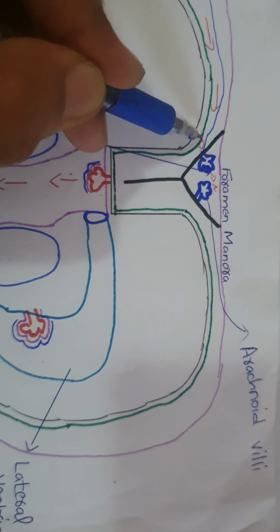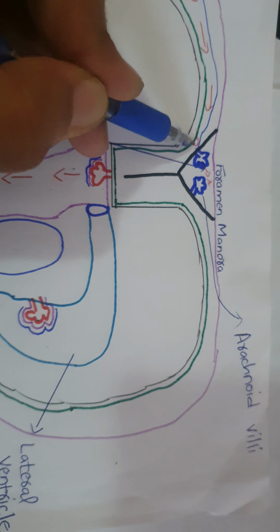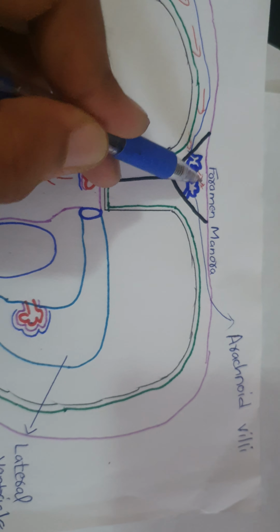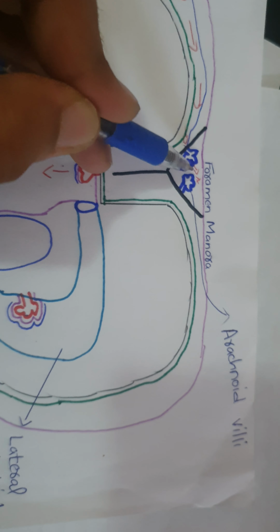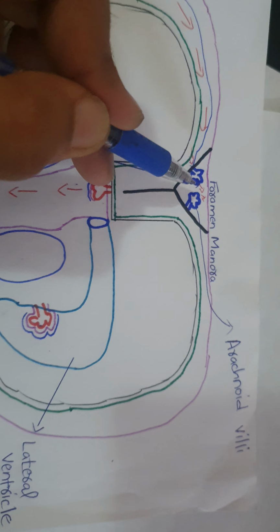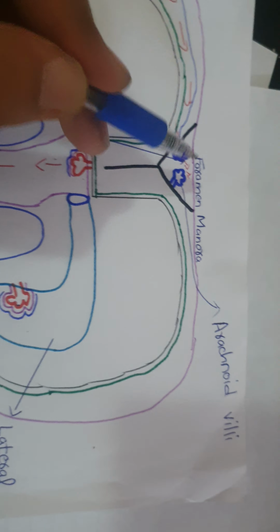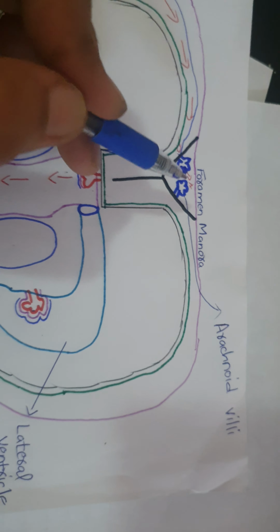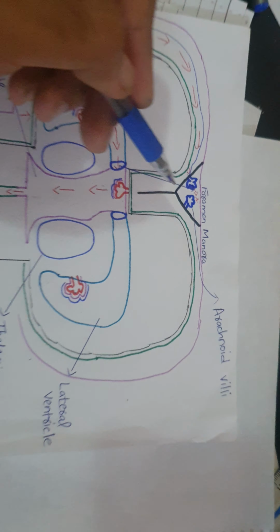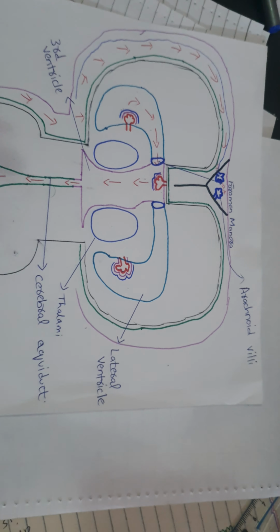These arachnoid villi have channels through which the CSF enters the superior sagittal sinus, and this is a one-way system. One-way means only the CSF can enter the blood. So this is our video about the CSF circulation.